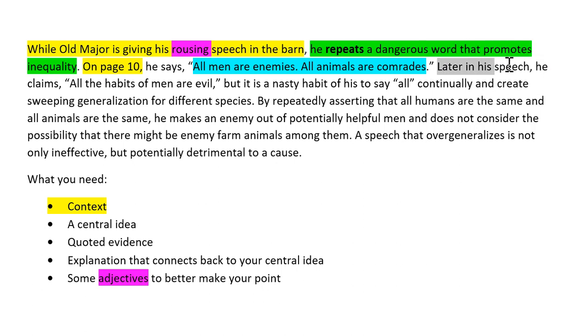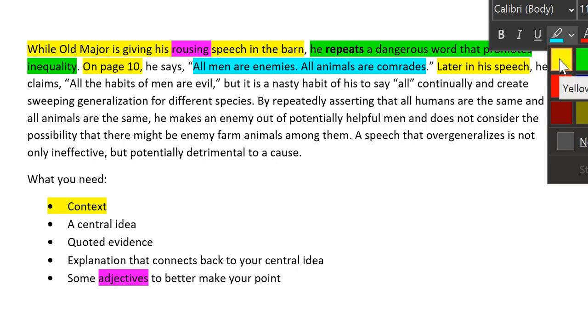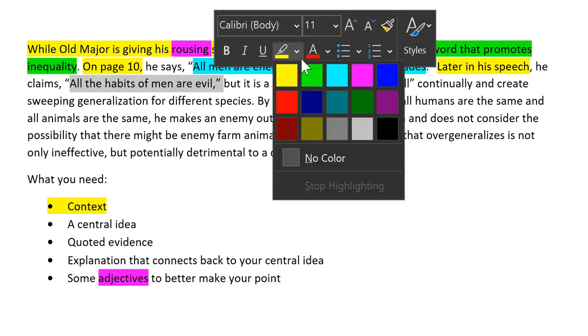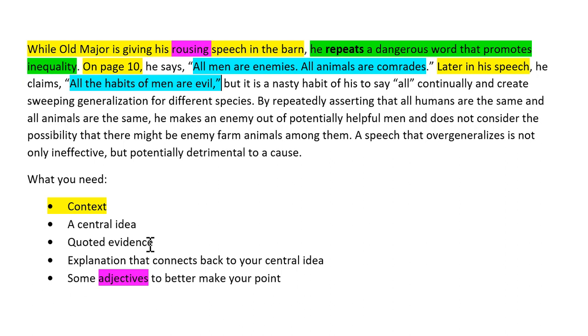Later in his speech, a little bit more context, I'm kind of guiding you, I'm taking you by the hand through the text here with this context. Later in his speech, he claims all the habits of men are evil. So I'm obviously highlighting my quoted evidence in blue.